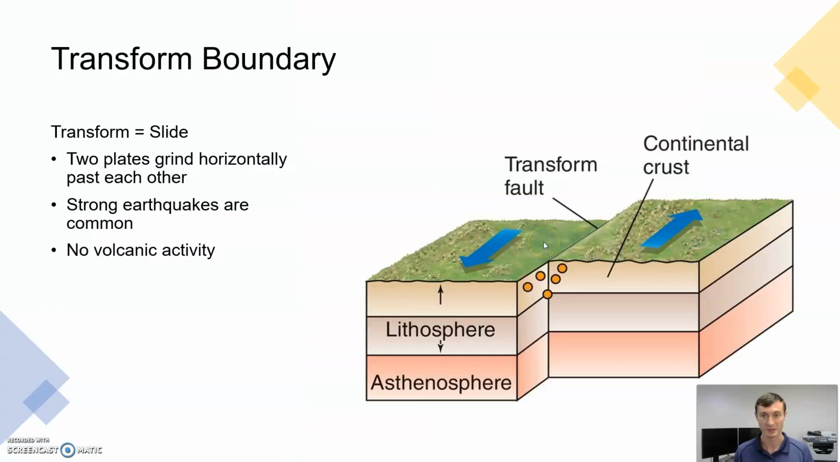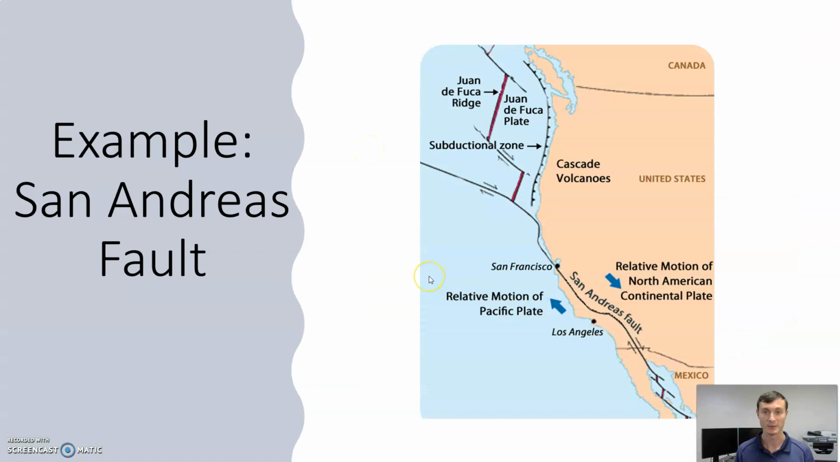So our final boundary is the transform boundary. So converging plates collide, diverging plates divide, and transform boundaries is a place where plates slide. So these are two plates which are moving horizontally past each other. You do get strong earthquakes with these, but no sort of volcanic activity. One good example of a transform boundary is here at the San Andreas Fault.